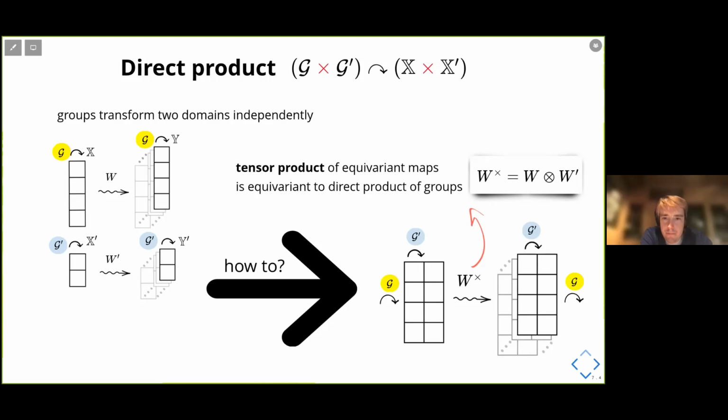Great. So W for this direct product structure is a tensor product of W and W prime, in the sense that any W that is equivariant to this group action on the product space will have this form. So let's see an example.